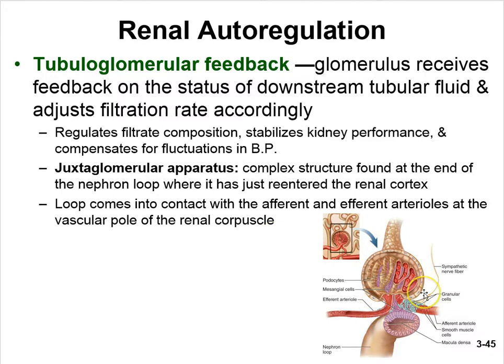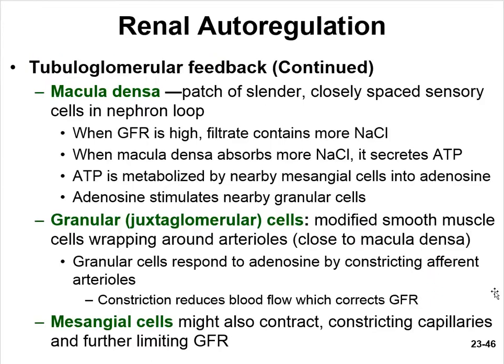So the juxtaglomerular apparatus is a complex structure found at the end of the nephron loop, where it just has re-entered the renal cortex, and it comes into contact, in such close association, with the efferent and afferent arterioles at the vascular pole of the renal corpuscle. So the macula densa is a patch of slender, closely spaced sensory cells in the nephron loop.